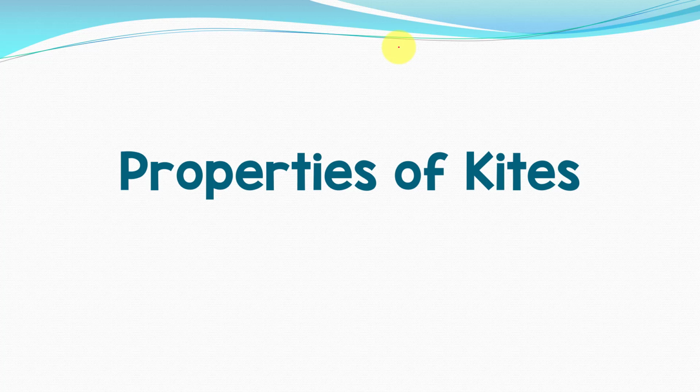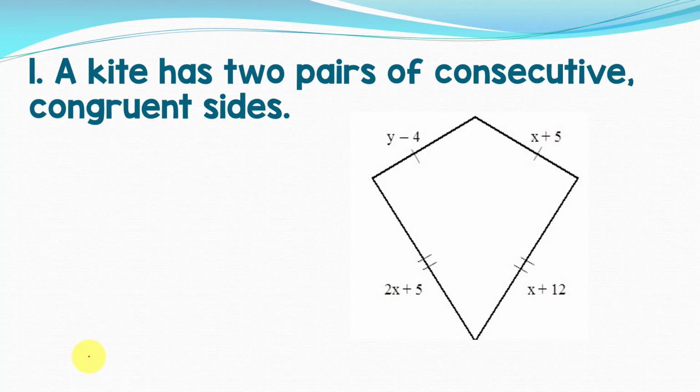Alright, today we're going to look at some of the properties of kites. Our first property of a kite is that it has two pairs of consecutive congruent sides.